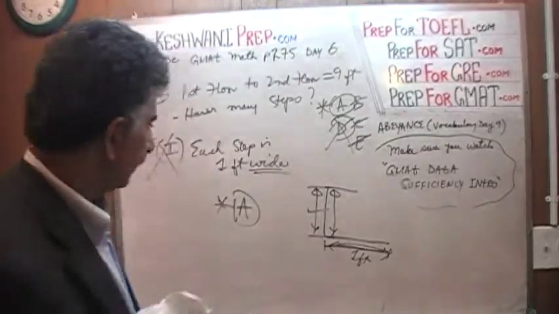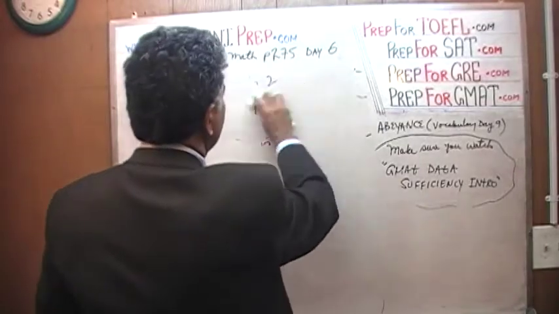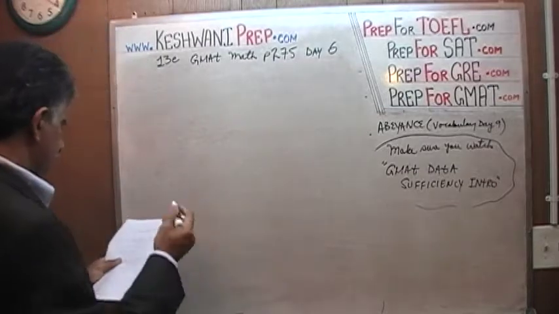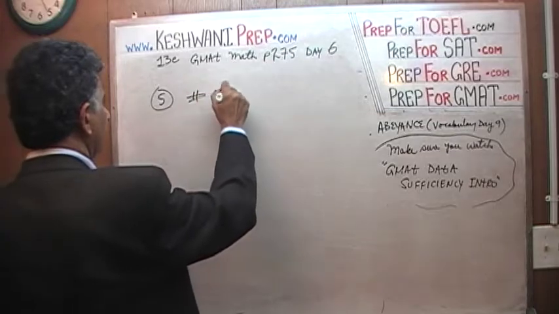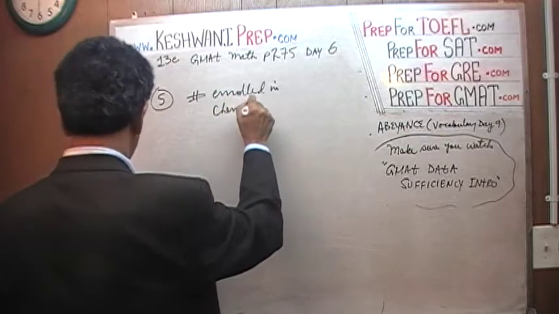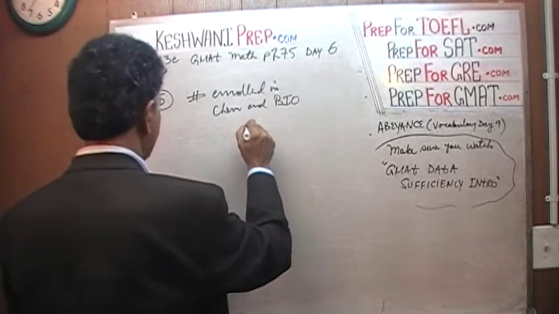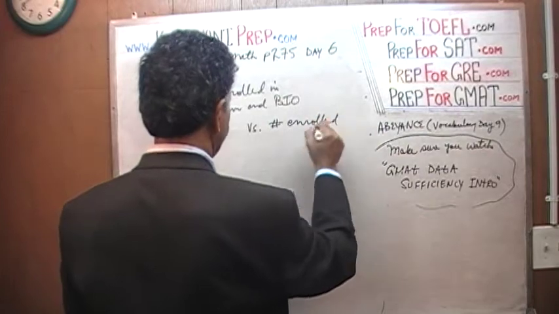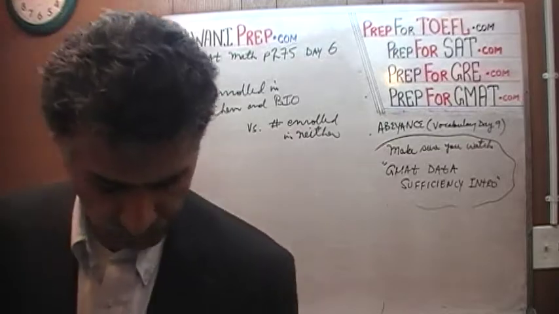Let's look at question number 5. Number enrolled in chemistry and biology versus number enrolled in neither. I think the question is asking which one is bigger, which quantity is bigger.